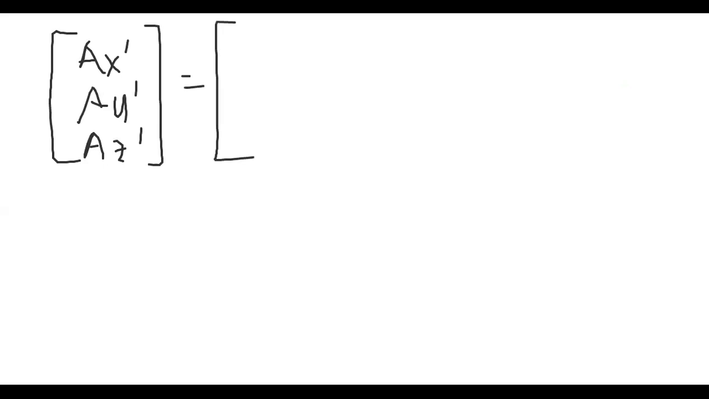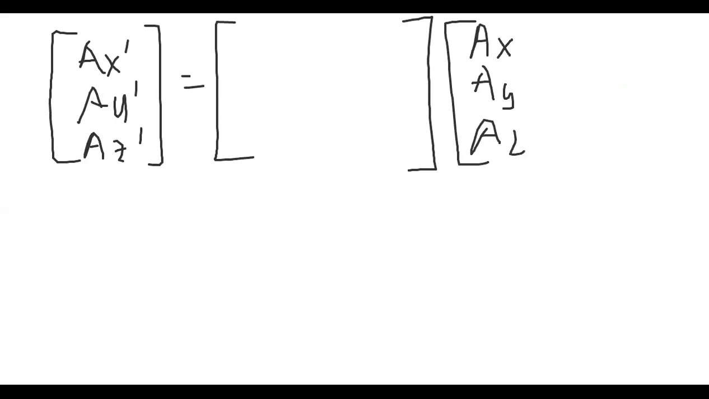So who can tell me, if I were to write ax dash, ay dash, az dash, then what would be the transformation matrix for this vector? Kya elements honge is transformation matrix mein, provided that we are rotating about the z axis anti-clockwise with an angle of theta.